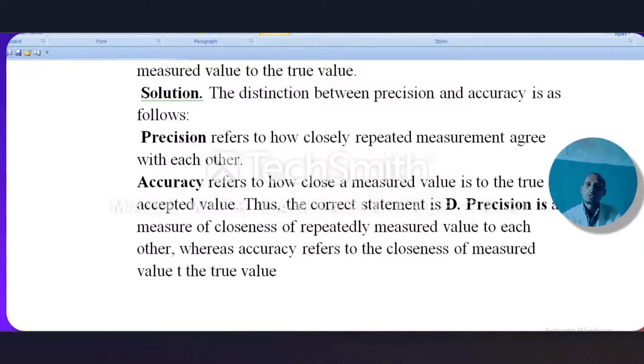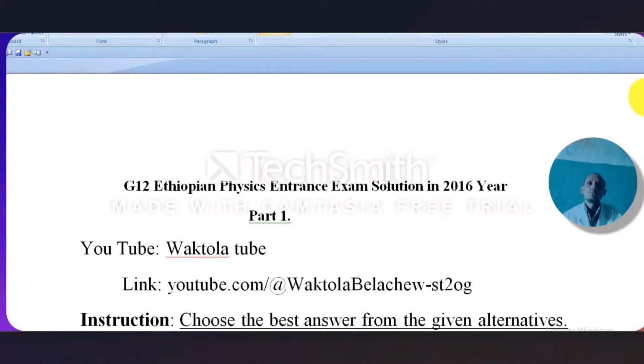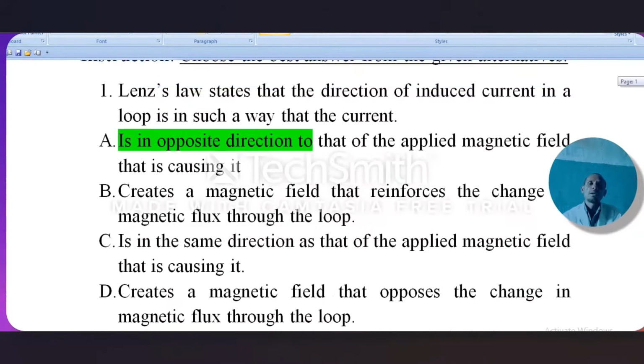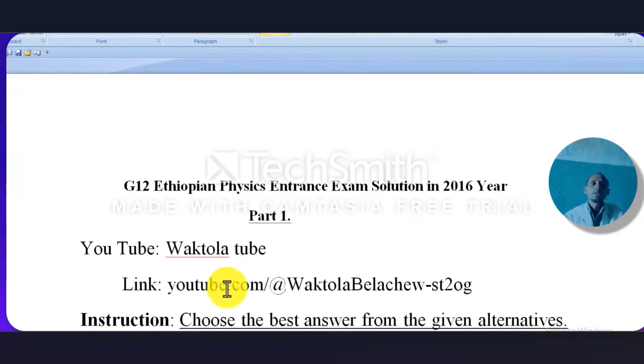In general, today we discussed different questions concerning the grade 12 entrance exam, especially questions which students took in 2016. This is the grade 12 Ethiopian physics entrance exam solution for 2016.